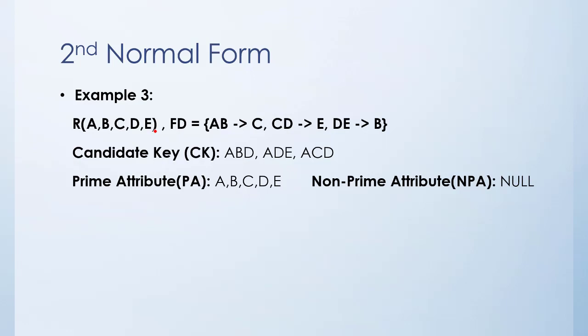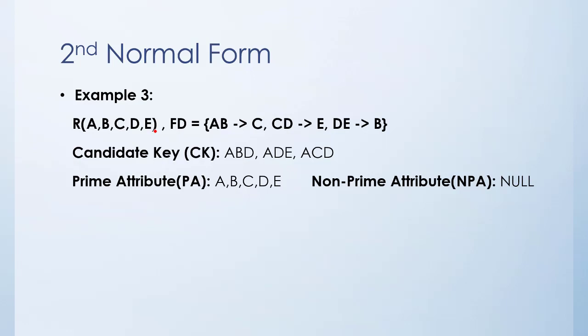Similarly, analyzing ADE, we can see that A, D, and E will give me A, B. DE will give me B, and as we are getting AB, we are also getting C. So ADE is also a candidate key. Here there are three candidate keys, which are ABD, ADE, and ACD. The analysis of this one, you can do by yourself.